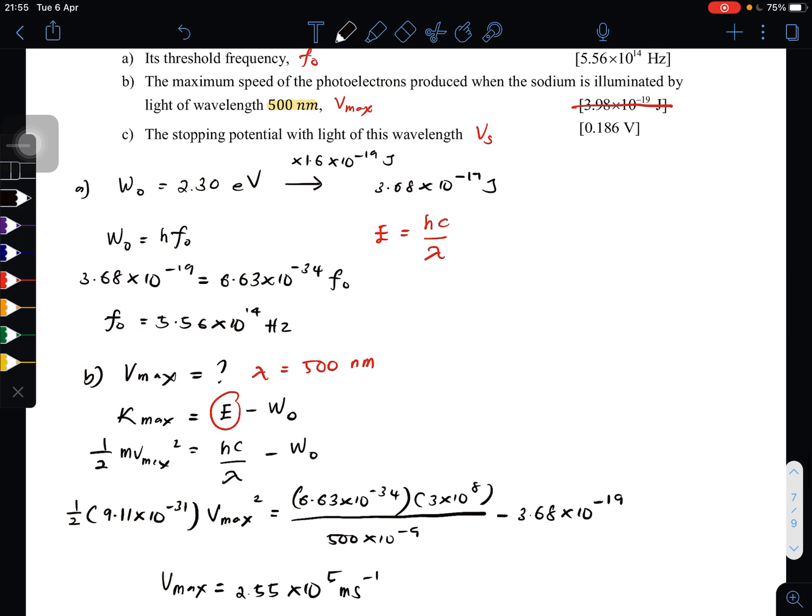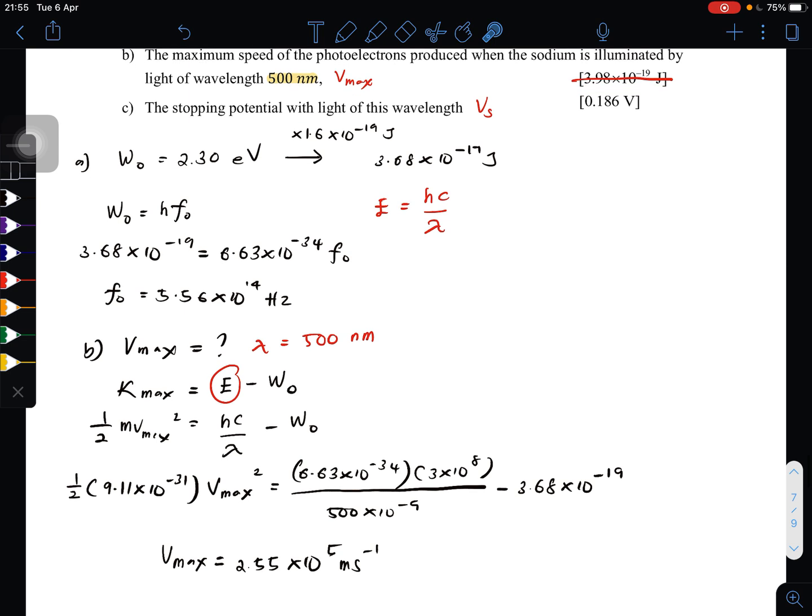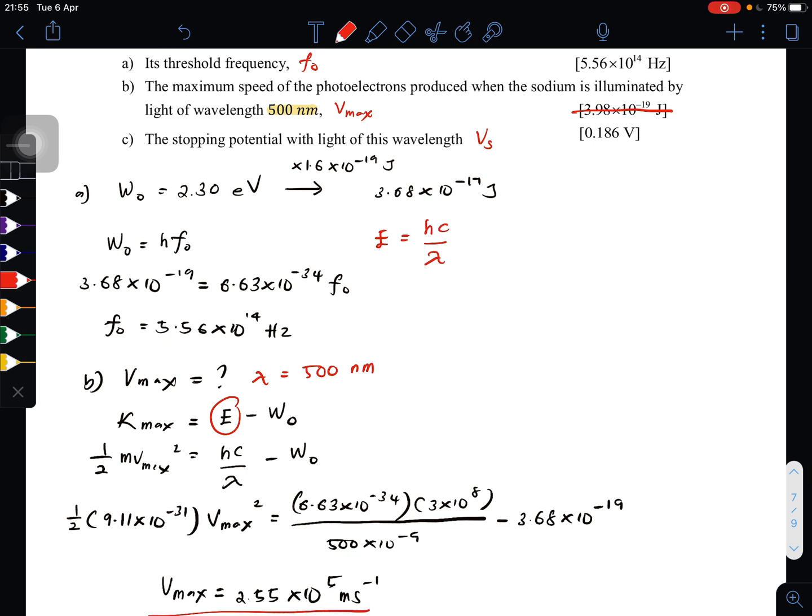So the answer that was given just now is wrong. This is the correct one. Okay, the last one we want to find is the stopping potential with light of this wavelength. It means we use the wavelength that was given. So last question, question C, we want to find Vs.